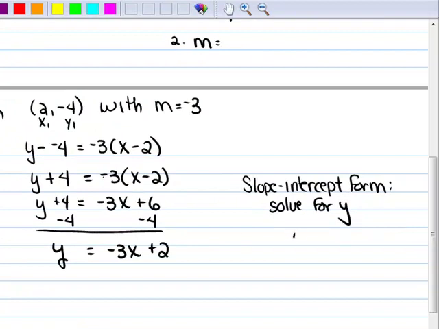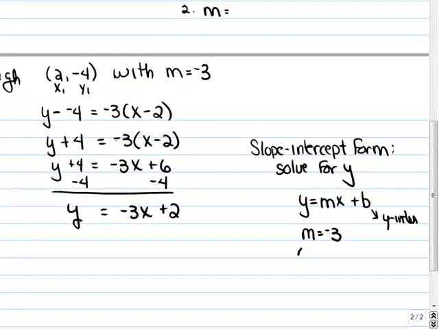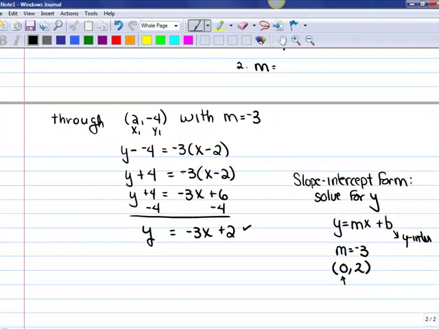When you have it in slope-intercept form, the general form is this: y equals mx plus b. So when I take a look at my equation, I can tell right away that the slope is the number in front of x, which is -3. The y-intercept, that's the b, and in this problem, the y-intercept is at the coordinate 0, 2. Remember, on a y-intercept, the x is always 0. So we've got our answer, y equals -3x plus 2.